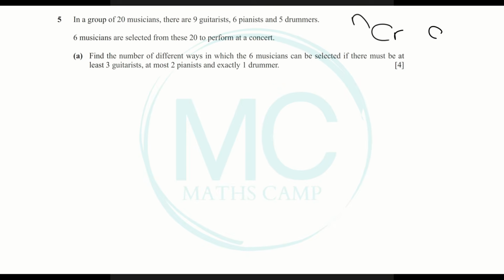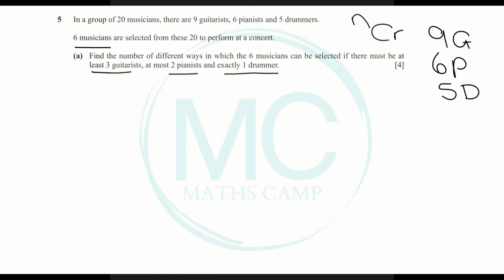We have 9 guitarists, we have 6 pianists, and we have 5 drummers. This is the total number of musicians that we are working with. The question asks us to create a group of 6 musicians that includes at least 3 guitarists, at most 2 pianists, and exactly 1 drummer.